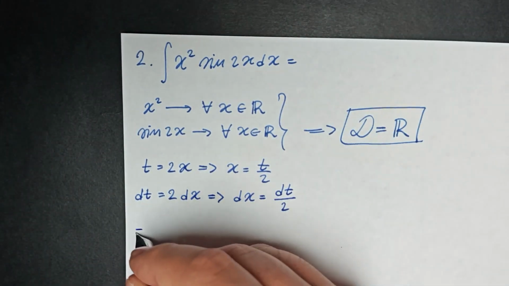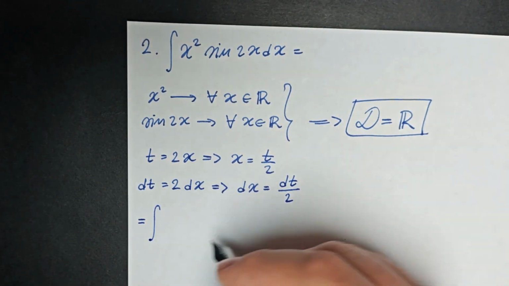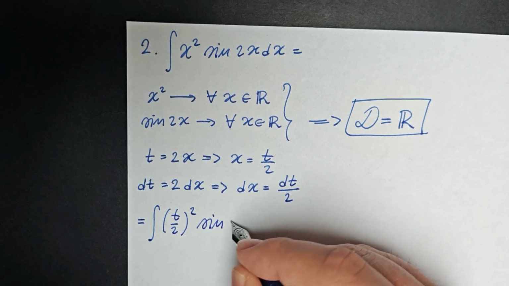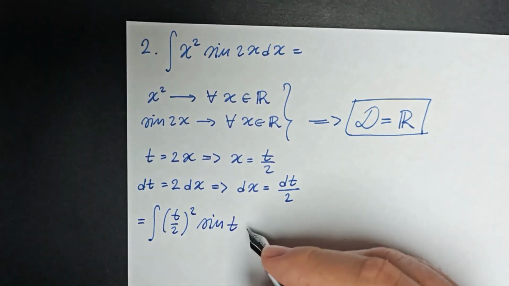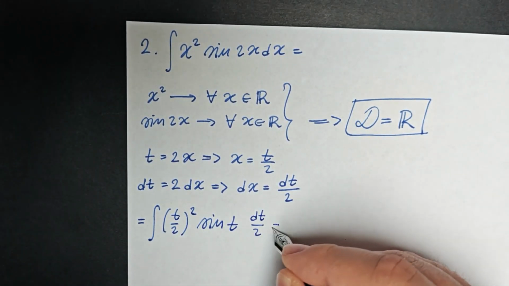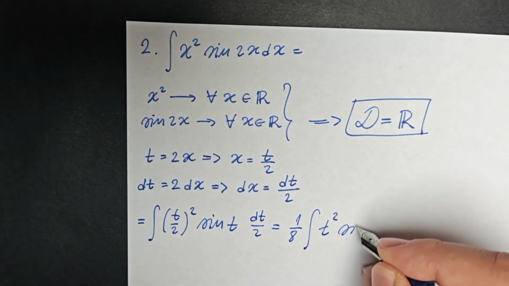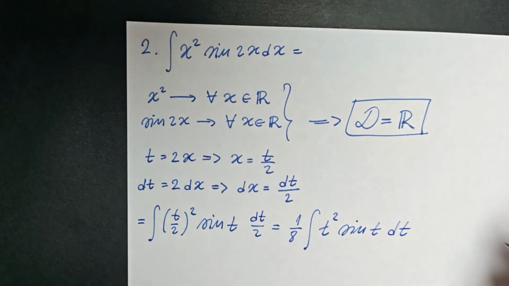Let's plug in our substitution. We get an integral of t half squared multiplied by sine of t, and dx is dt over 2. This is just 1 over 8 integral t squared sine of t, differential of t.